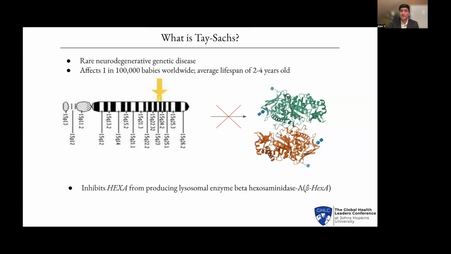Without it, there is a buildup of GM2 gangliosides, often leading to the body being unable to function by itself. Almost 1 in 100,000 babies are affected worldwide. Although this may seem like a small proportion, it's actually a large proportion of our population. The average lifespan of a child with Tay-Sachs disease is only 2 to 4 years.